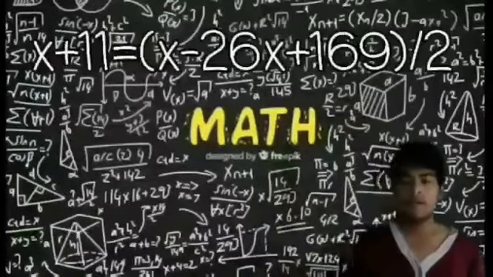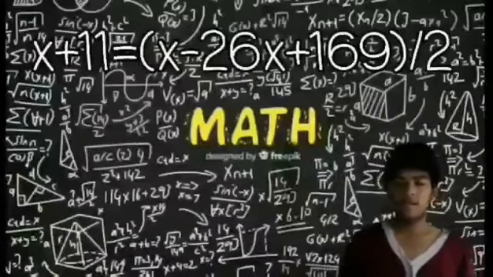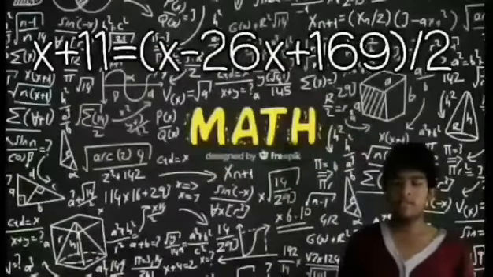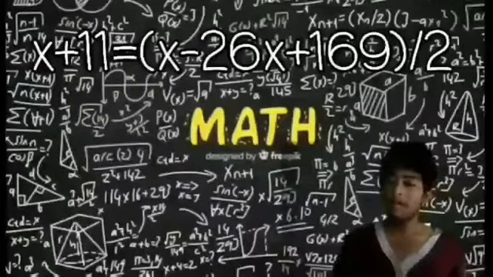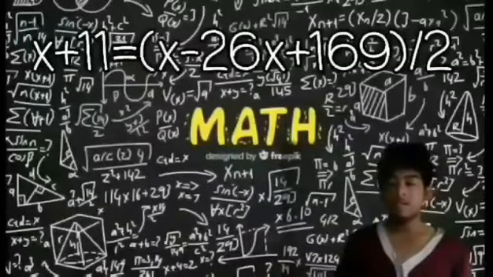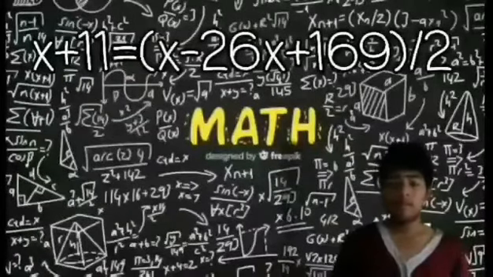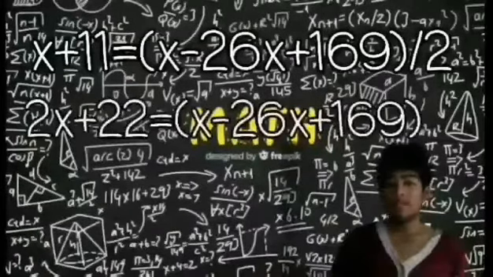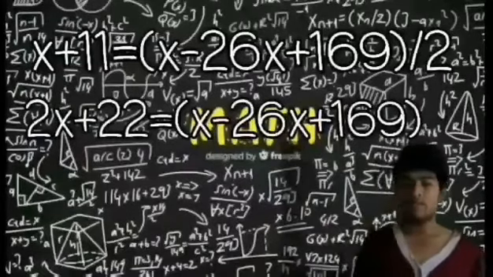So now we have answered the x minus 13 squared. We're going to leave it there. And then let's multiply the other side to cancel out the number 2. So it would become 2x plus 22.